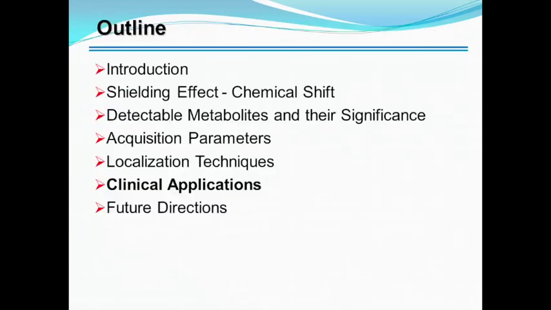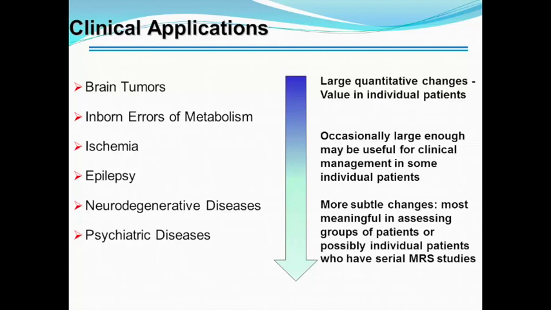So some clinical applications. We use spectroscopy in brain tumors, inborn errors of metabolism, ischemia, epilepsy, neurodegenerative diseases, and psychiatric diseases. The order in which I'm mentioning them is not arbitrary, because in brain tumors and inborn errors of metabolism, the spectroscopic changes are large enough that they're of value in individual patients. In ischemia or epilepsy, they're occasionally large enough that they may be useful for clinical management of some patients, but especially when you go to psychiatric diseases, you have very subtle changes.